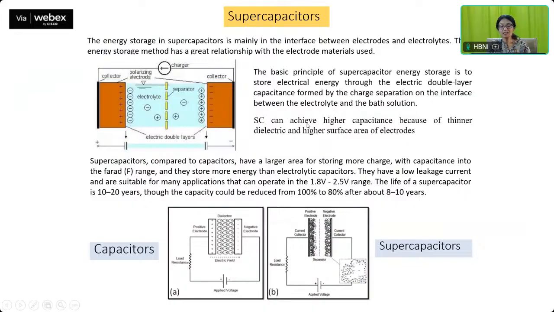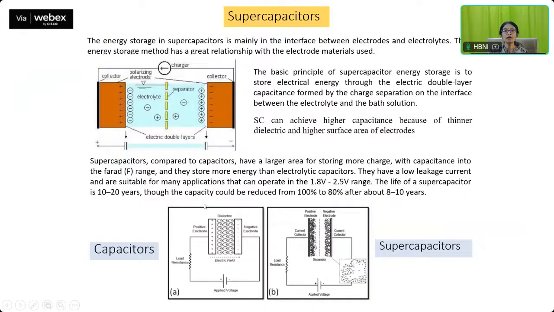Supercapacitors can achieve higher capacitance because of thinner dielectric and higher surface area of electrodes. So in this particular case, D should be less, A should be more, and obviously your capacitance is going to increase. Supercapacitors, compared to capacitors, have a larger area for storing more charge, with capacitance in the range of farads, and they store more energy than electrolytic capacitors. They have a very low leakage current. They are suitable for many applications that can operate in the 1.8 volt to 2.5 volt range.